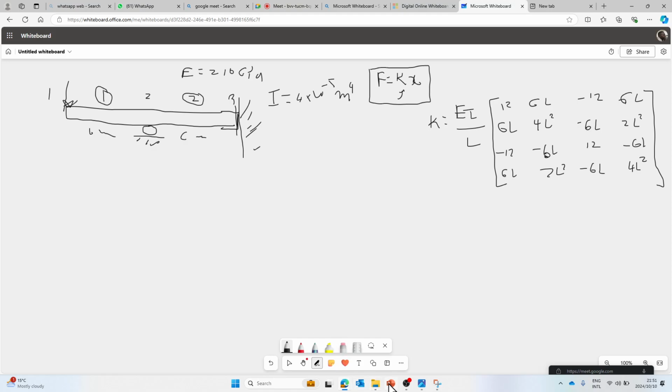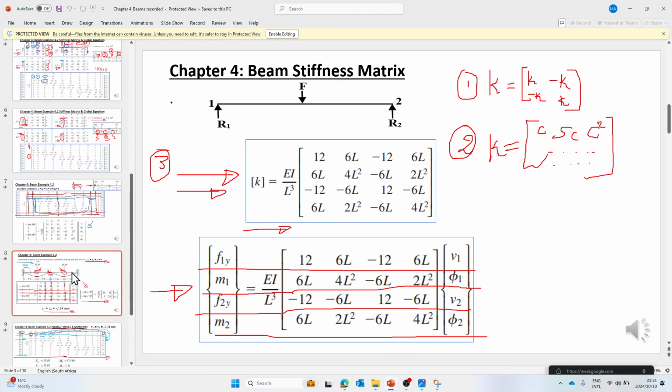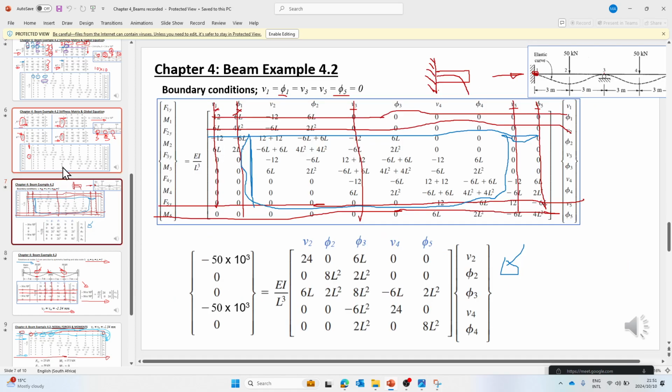Yet again, I'm going to open something from your notes to see what I'm talking about. If you look at the example in your case, between node 1 and 2 you have element 1. Between node 2 and 3 you have element 2. Between node 3 and 4 you have element 3. Between node 4 and 5 you have element 4. This thing is like a game. If you just get the way it works, it's very, very straightforward. I'm pretty sure the lecturer wrote it somewhere here.